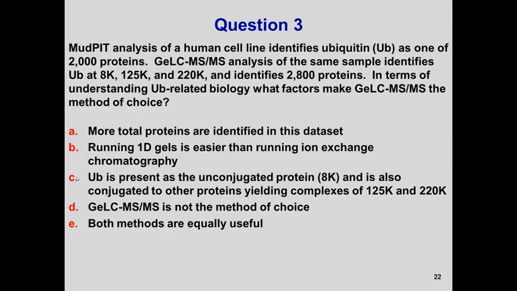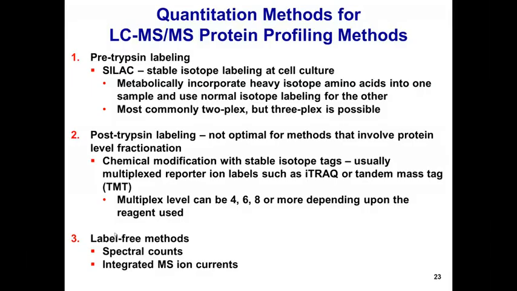But answer C: ubiquitin is present in the unconjugated 8K form and also in two specific protein bands. This is an important consideration because now we have information about two proteins that are modified, whereas the bottom-up MudPIT peptide analysis does not give us this information. And therefore, the best answer is C.